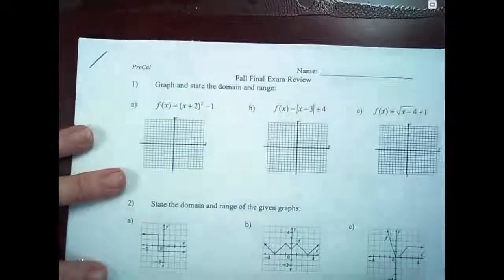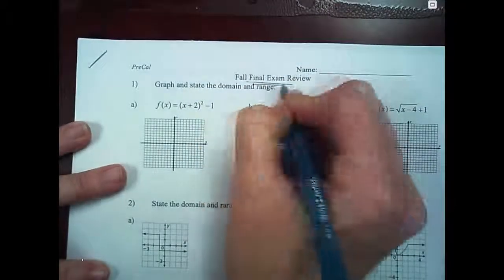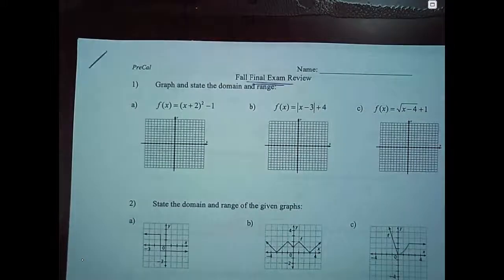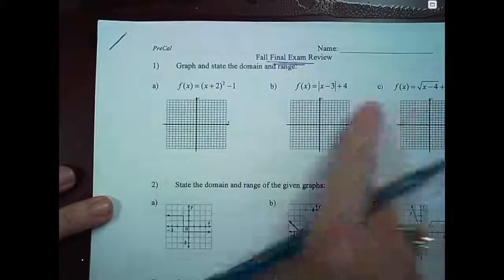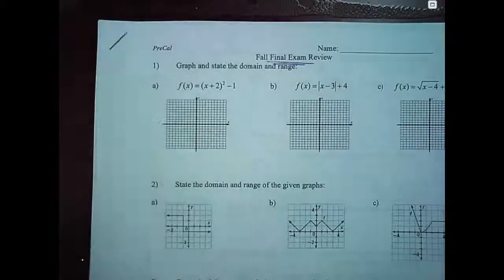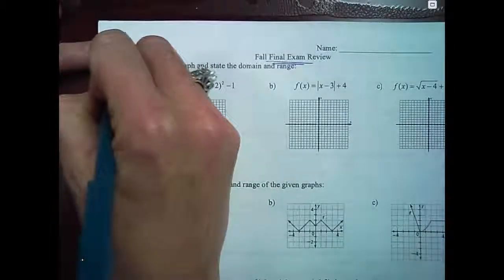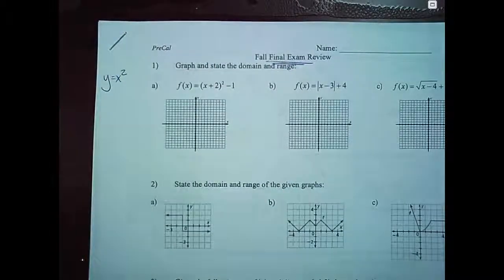Alright, so we're going to review for your final exam, yay, class test of this year. First of all, before we start, we're going to need to graph these different functions, but let's remember what the pictures even look like. It might have been a while. For example, what is y equals x squared going to look like?